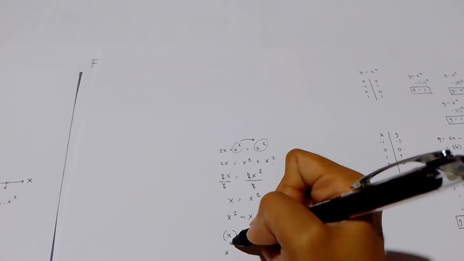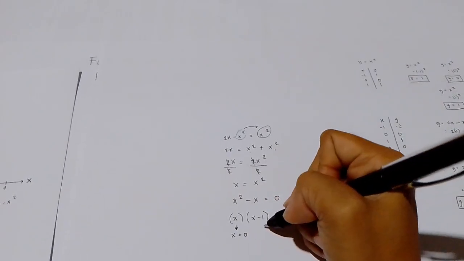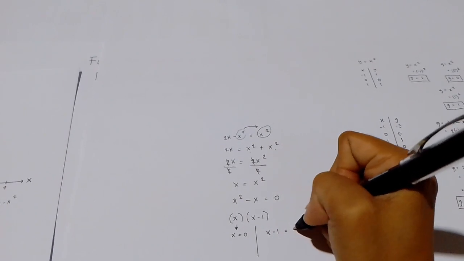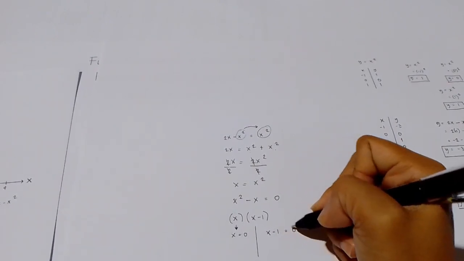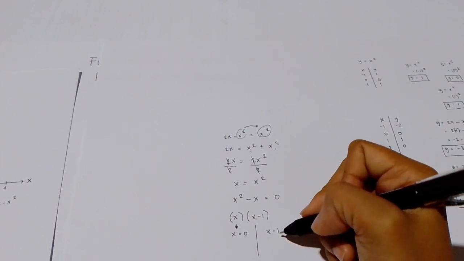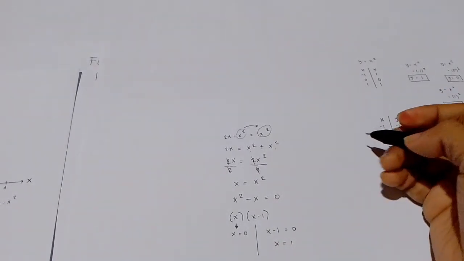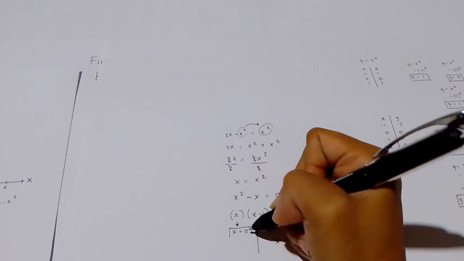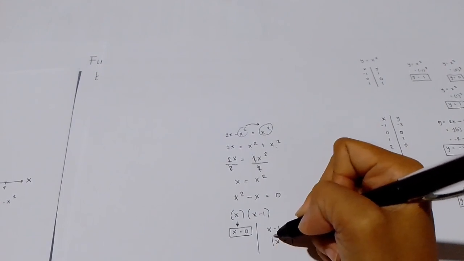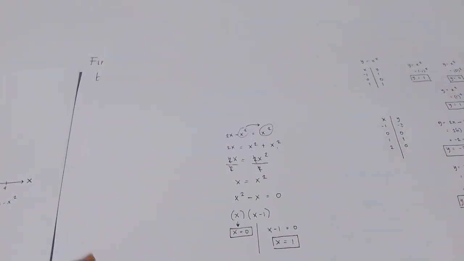Then our x is equal to 0. Then x minus 1 is equal to 0. Then transpose negative 1 because we are now finding the value of our x. So we have here x is equal to positive 1. So we have x is equal to 0 and x is equal to 1 as our interval.